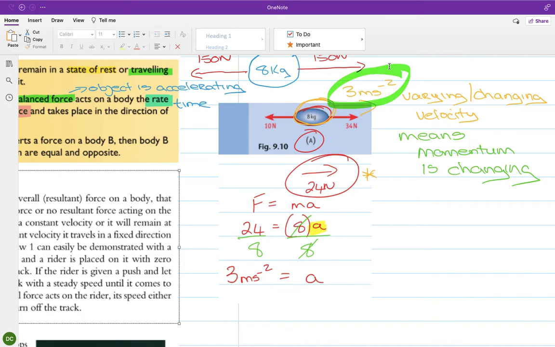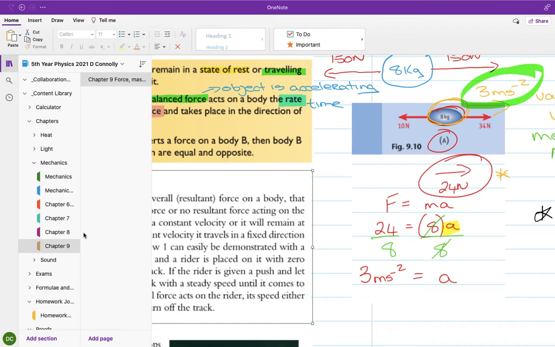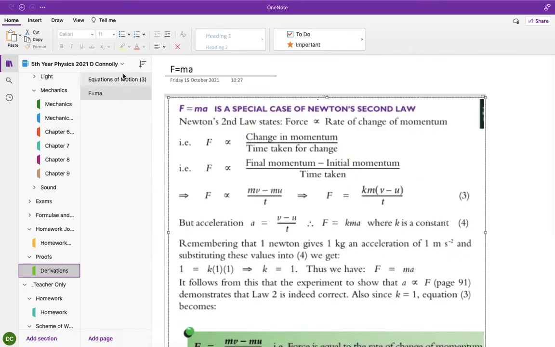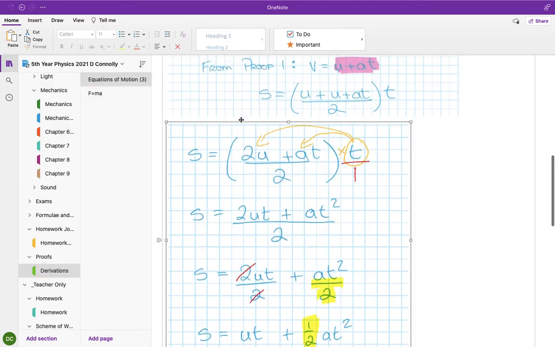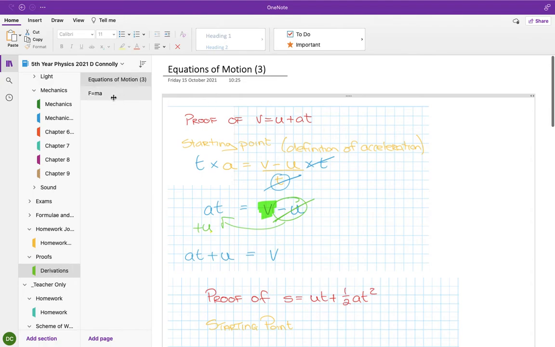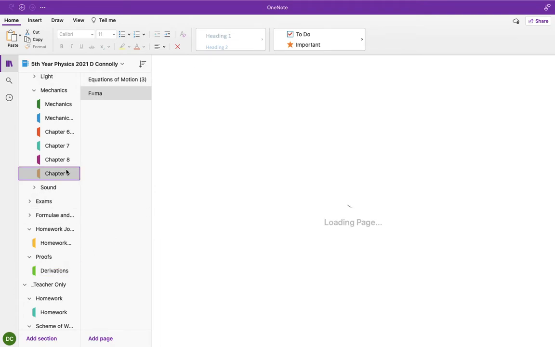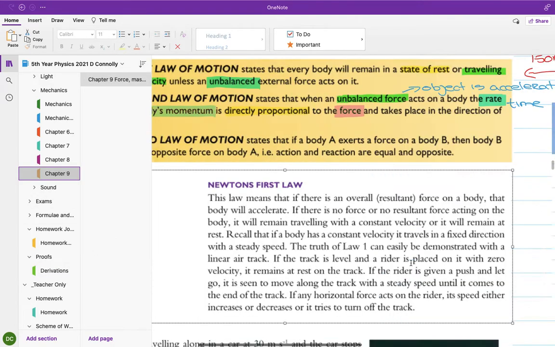Now I'm going to put a big star here. Remember we did proofs earlier? I remember making a folder for them. Where are they? Here. So we did the derivations. Remember these? There is a proof connected with Newton's second law. I'm not going to do it here. I'm going to do it in class with you tomorrow.